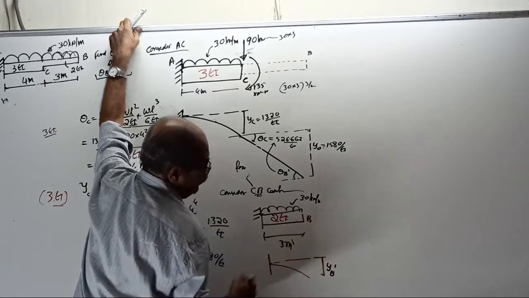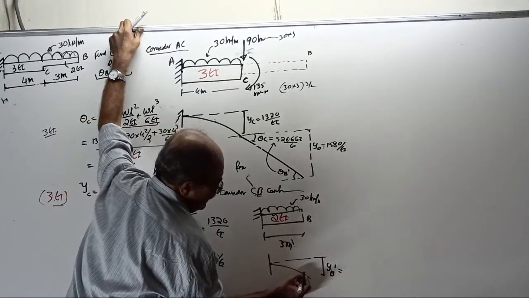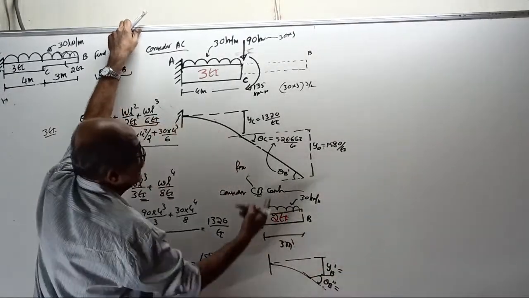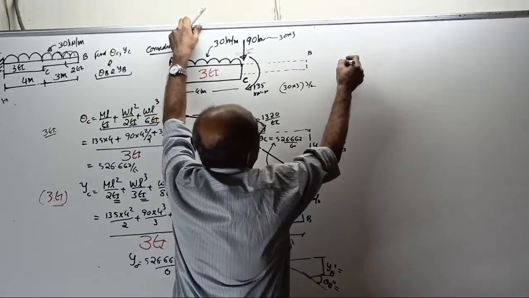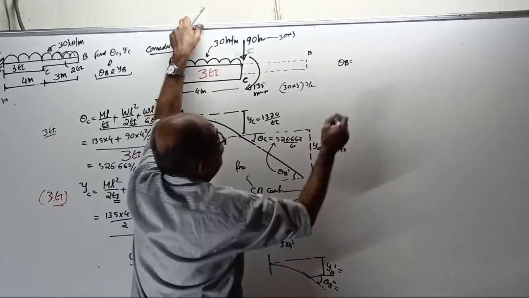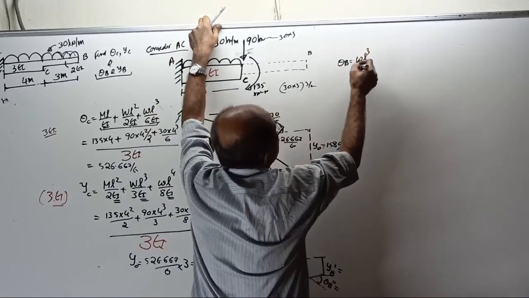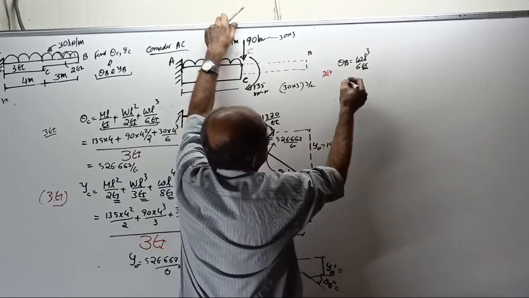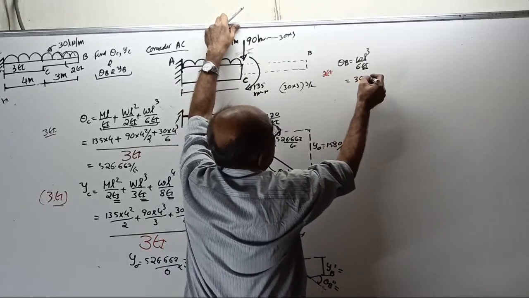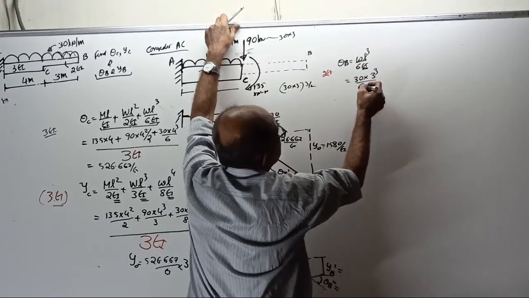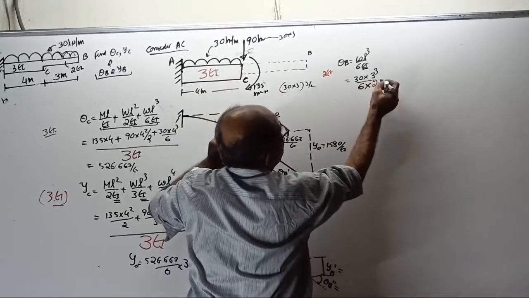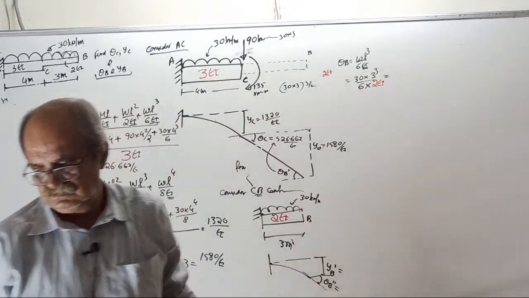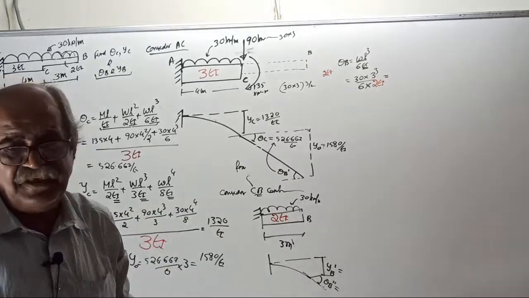I will call it B dash. And if I draw a tangent here, this is theta B, I will put double dash. Theta B for a cantilever with UDL is WL cube by 6 EI. But remember the EI here is 2 EI. So W, 30 into 3 cube divided by 6 divided by 2 EI. Tell the answer fast.